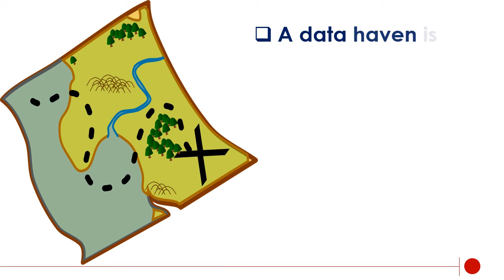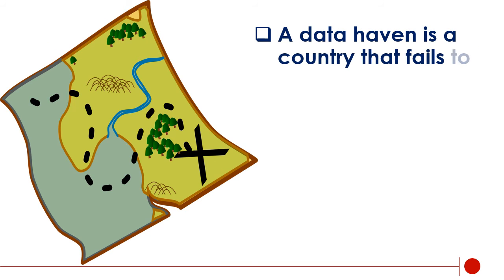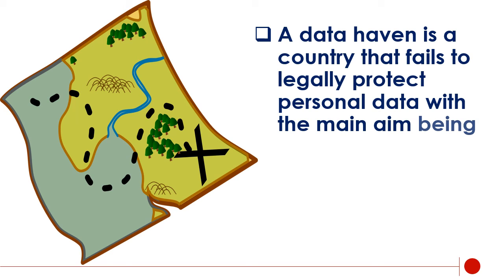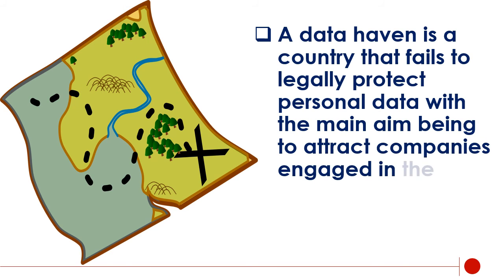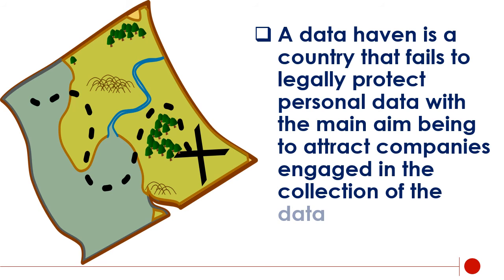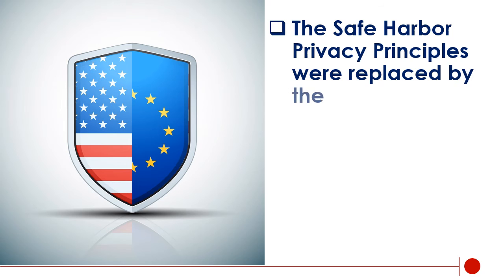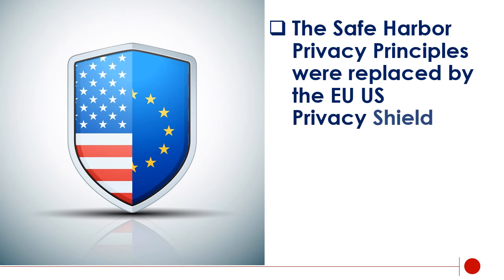A data haven is a country that fails to legally protect personal data, with the main aim being to attract companies engaged in the collection of the data. The Safe Harbor privacy principles were replaced by the EU-US Privacy Shield. It provided a framework for transatlantic personal data exchanges for commercial purposes between the European Union and the United States.